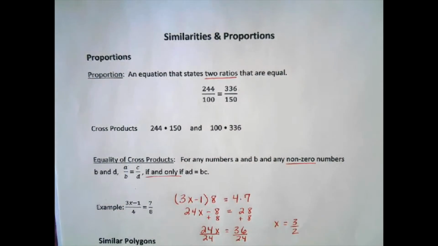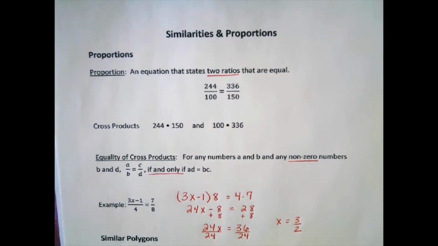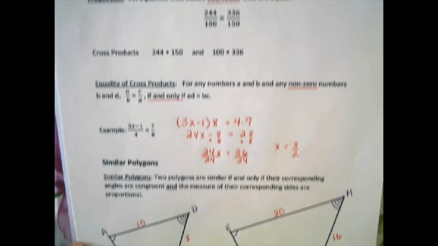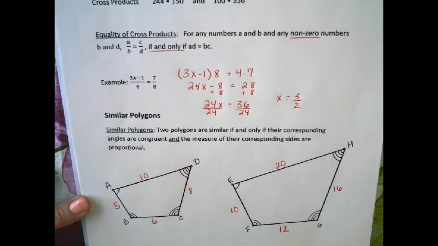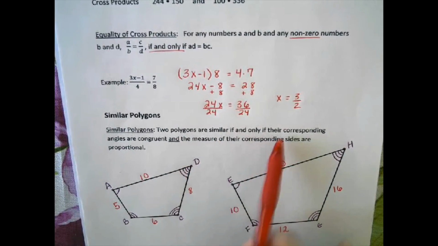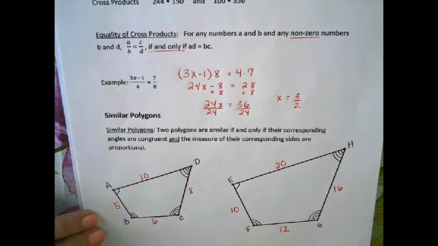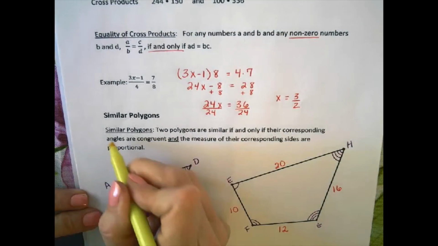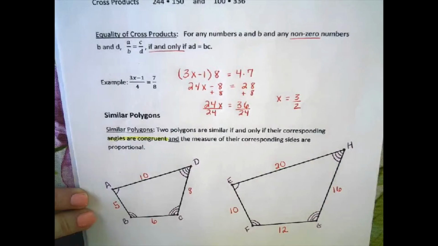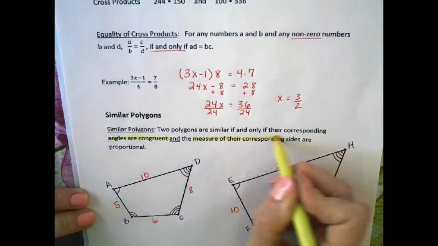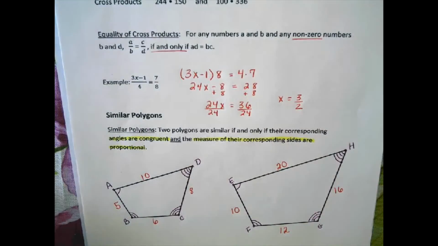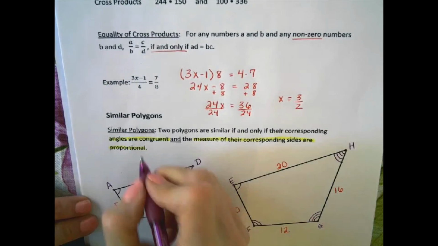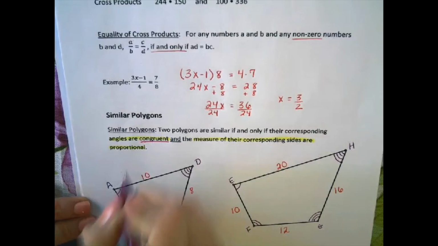The way we most often use them in geometry is to solve problems involving similar polygons. Two polygons are similar if and only if their corresponding angles are congruent and the measures of their corresponding sides are proportional. So we're dealing with two different concepts here. We have angles that are congruent and sides that are proportional.